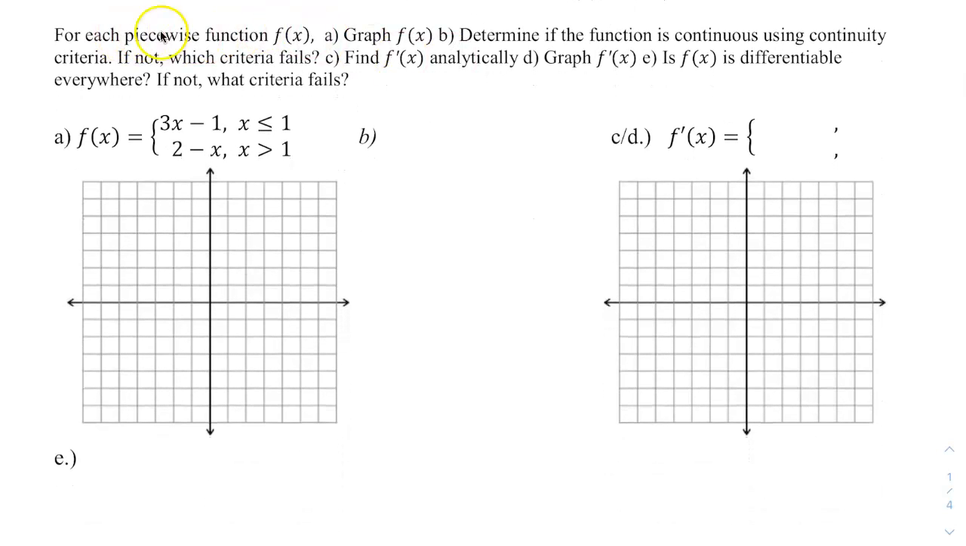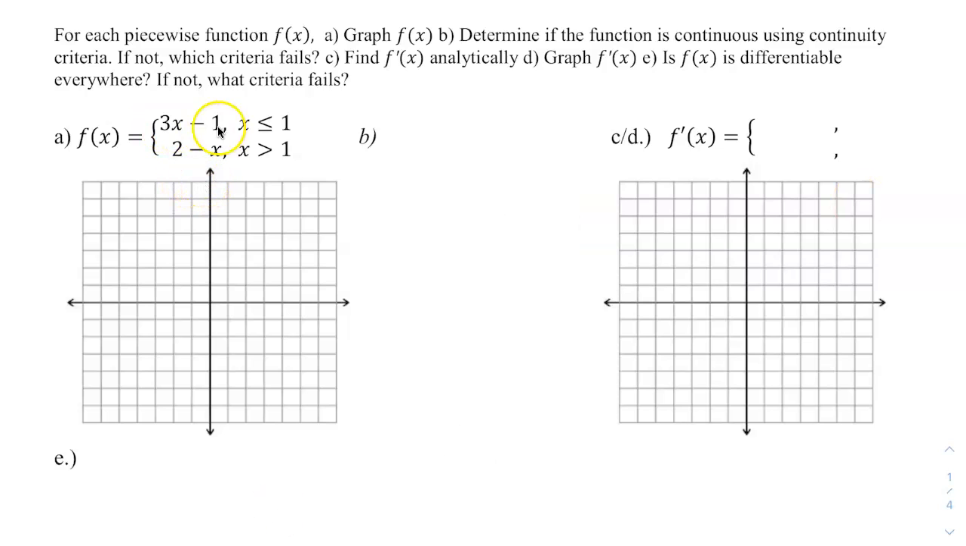So now let's get to the next part. For each piecewise function, graph f of x. First, you've got to graph it. Determine if the function is continuous using the continuity criteria. If not, which criteria fails? Then find the derivative analytically and graph the derivative. That's a lot of steps. If it is continuous, show me the steps, just the formula. If it's not continuous, why? What criteria does it fail? Then we take the derivative, graph the derivative, and see if it's differentiable everywhere or not. And if it's not, where does it fail? So that's everything we're going to do here.